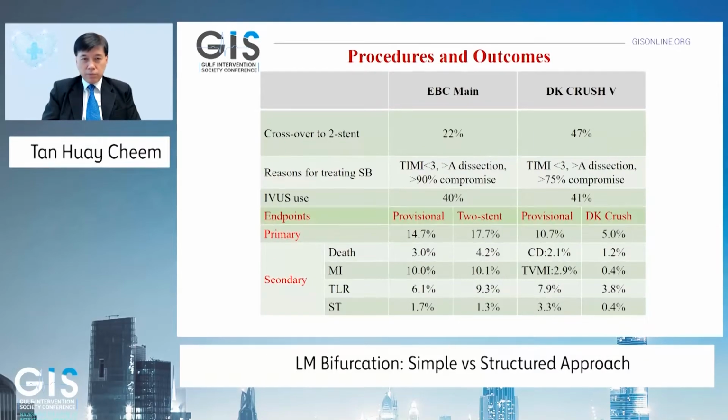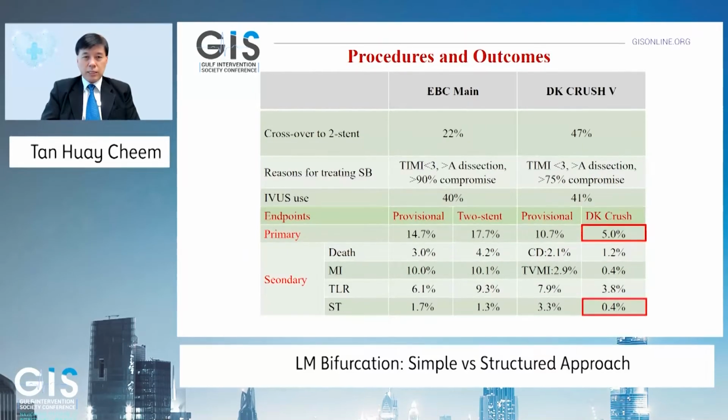When you look at the procedural outcomes here, it is quite stunning. While there was no difference in the primary endpoint between provisional and two stents, you can see that in the DK crush arm, in DK crush 5, the primary endpoint was 5% versus 10.7% in the provisional group. What is also stunning here is that this is the lowest stent thrombosis rate that we can see in patients with left main PCI using two stents, 0.4% versus 1% in both the provisional and two-stent approach in the EBC MAIN. For the DK crush, it is quite alarming that the provisional arm actually has a 3.3% incidence of stent thrombosis.